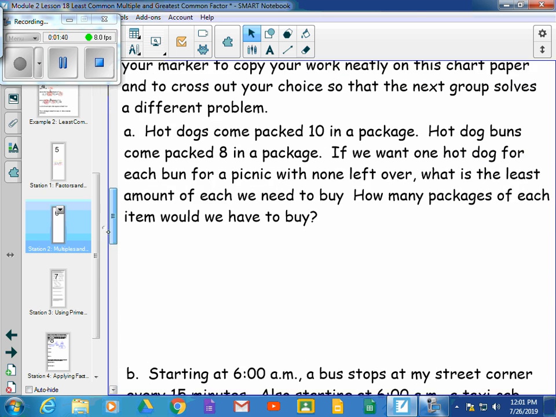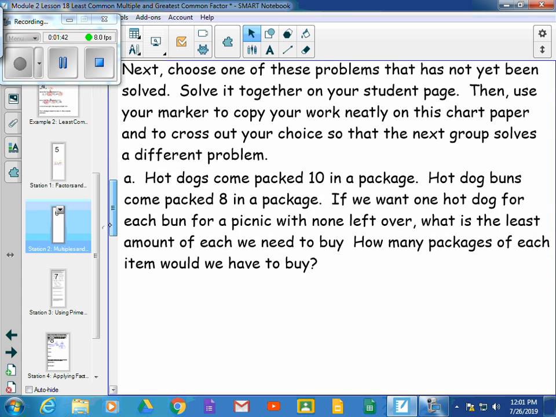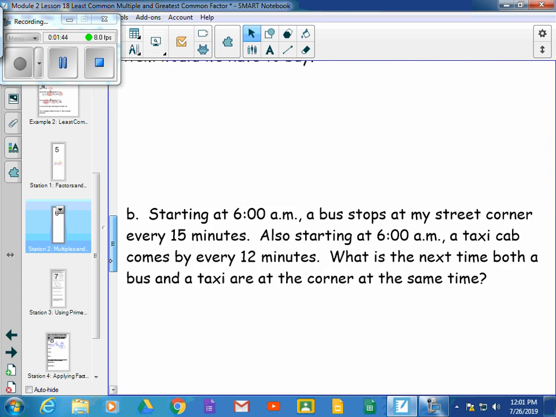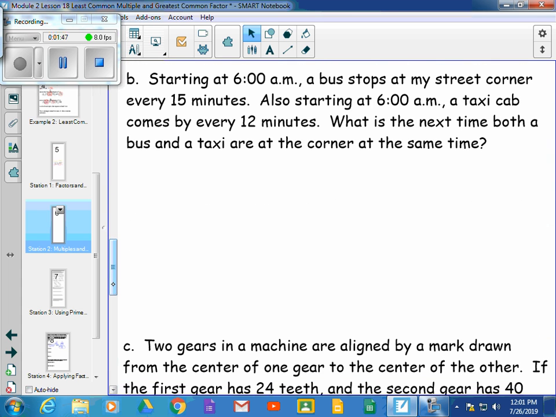Now I'm going to go to the word problems, and I'm going to do letter B with you. Starting at 6 a.m., a bus stops at my street corner every 15 minutes. Also starting at 6 a.m., a taxi cab comes by every 12 minutes. What is the next time both the bus and the taxi are at the corner at the same time? This is what I call a problem that deals with scheduling. Notice there's a schedule going on.